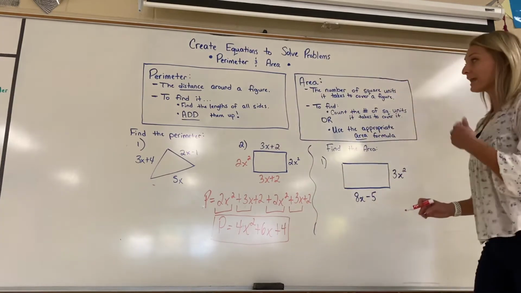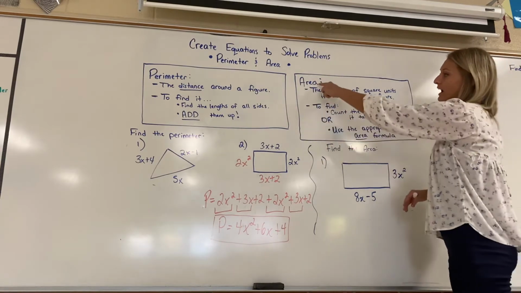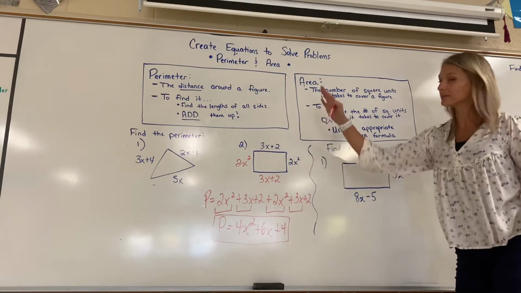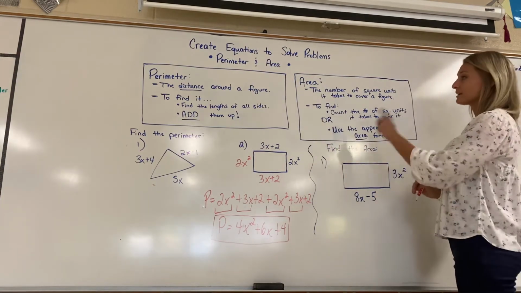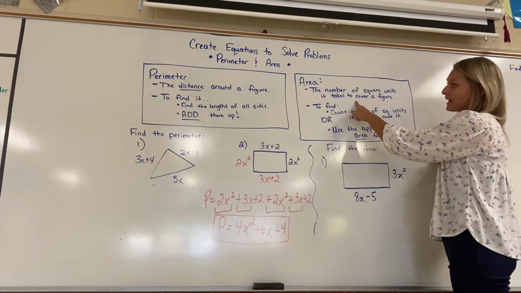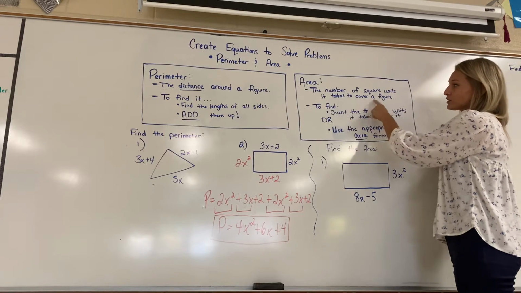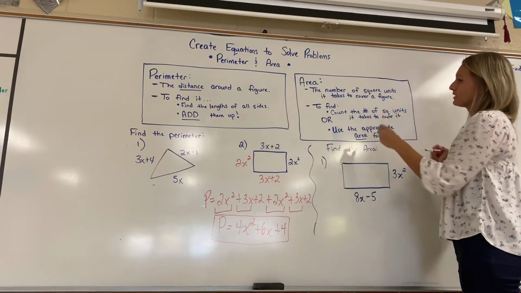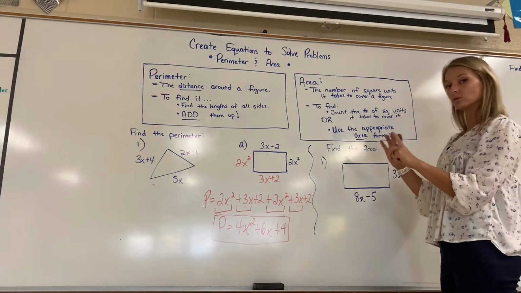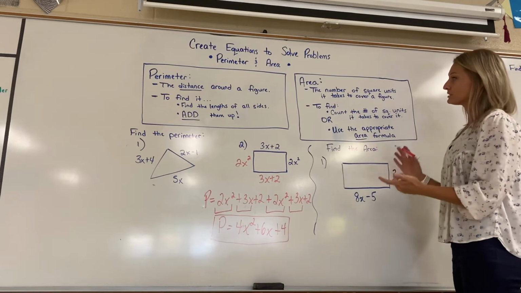Okay, now with area, it is different. These are two different things. So if they're asking you for the area, you're not gonna add up the sides. That's different, okay? Because area is not a distance, it's actually the number of square units it takes to cover a figure. And so if I had a coordinate plane that had actual squares on it, it showed you kind of how many square units it would be.